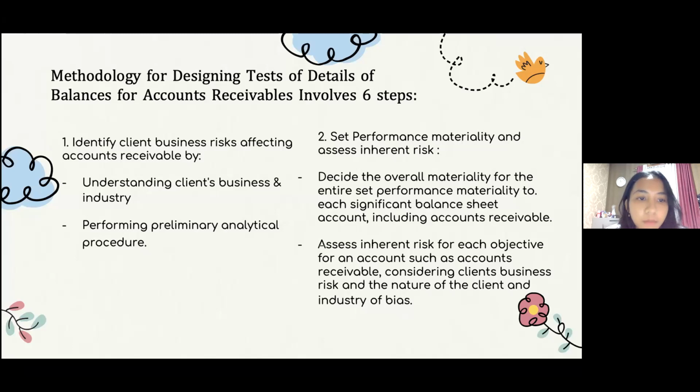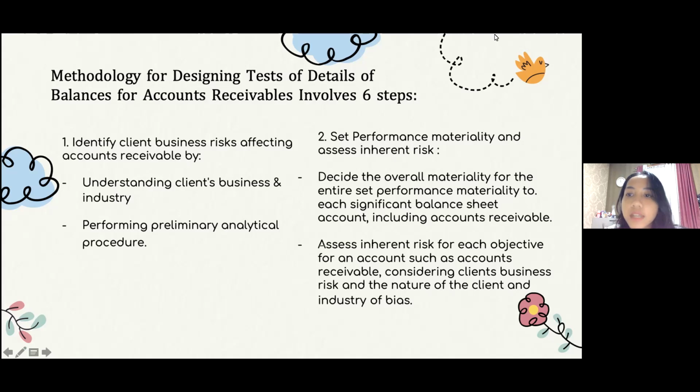The first one is identify client business risks affecting accounts receivable, starting with understanding the client's business and industry. It means studying the client's industry and external environment and evaluating management objectives and business processes to identify business risks that could affect accounts receivable, and then performing preliminary analytical procedures.